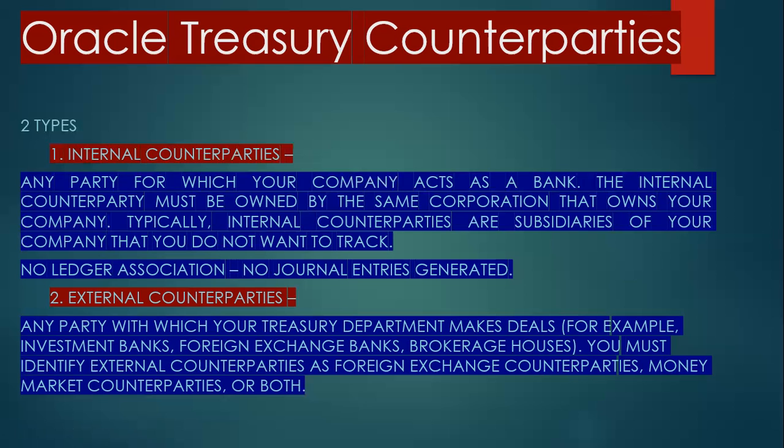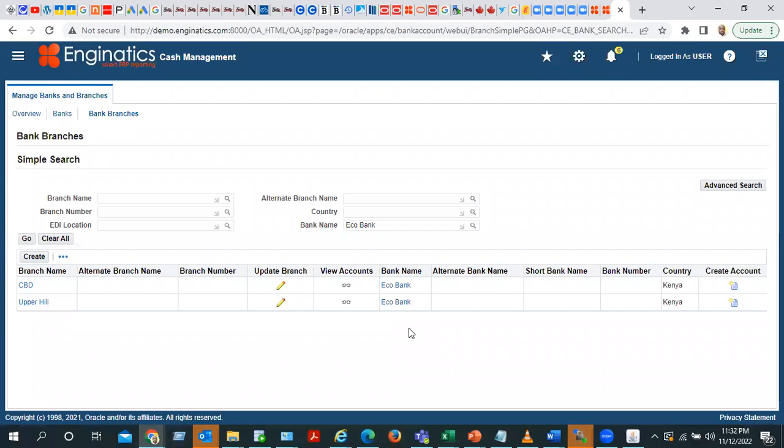So how do you tell whether a bank has been linked to Treasury or defined under the counterparties? Say you are creating a bank account. You have an existing bank, and under that bank it has a bank branch, and under this branch you need to create an account. In my scenario, I had two bank branches. One is defined under the counterparties in the Treasury module, that is the bank and its branch, and the other one is not. The one which is defined is the Upper Hill branch, but the one which is not defined is the CBD one.